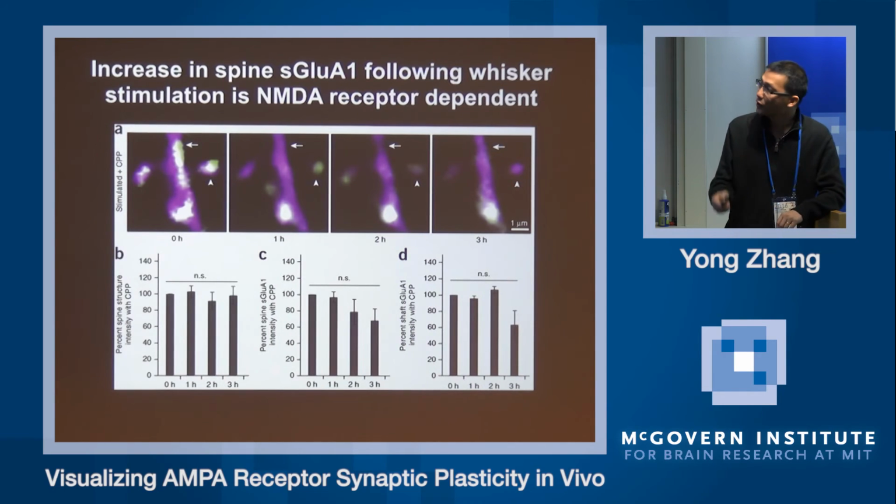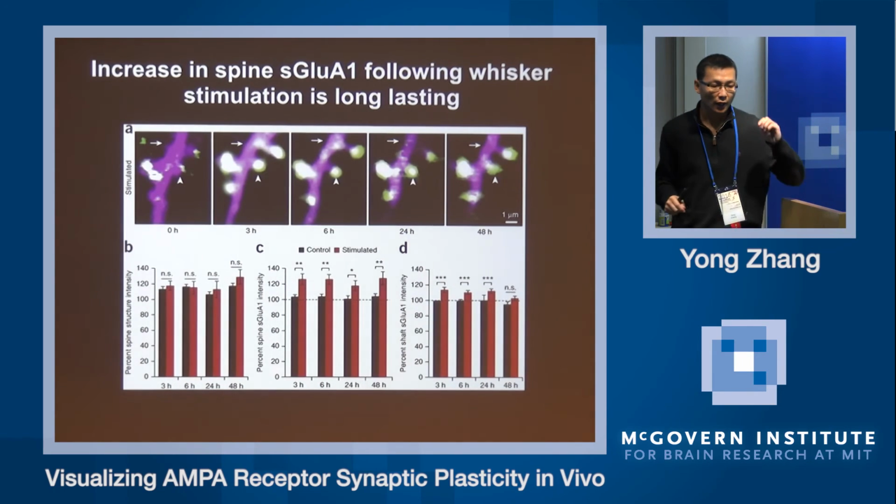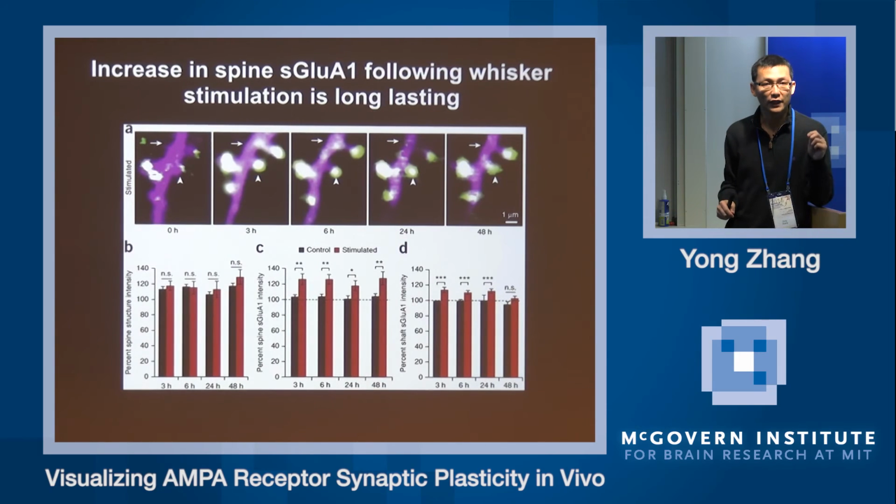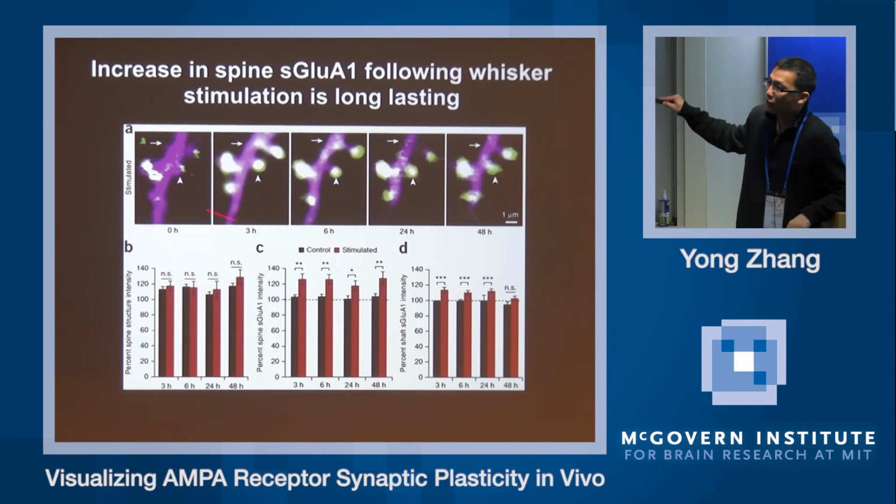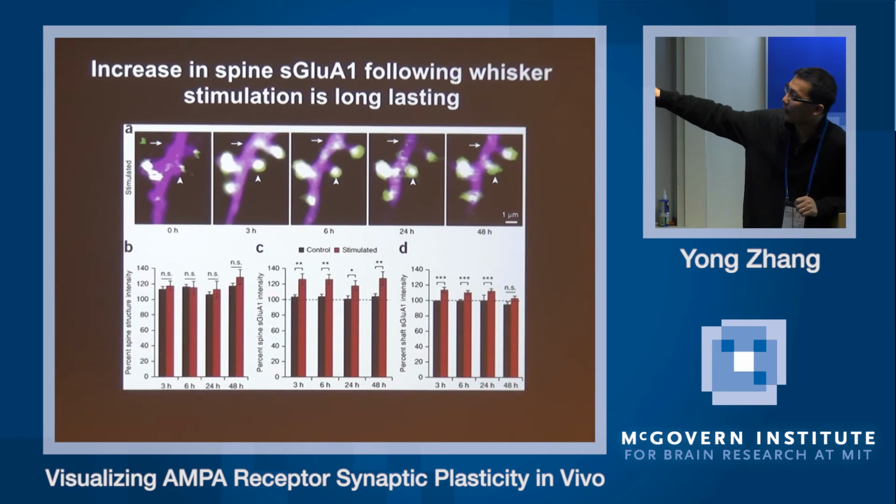As I told you in the introduction, another characteristic of LTP or LTD is that it is long-lasting. In brain slice recording, it can last for about an hour or two, depending on how long you can hold the cell. So we took advantage of the imaging approach and followed the AMPA receptors for even longer. Here I'm showing you 48-hour time points. As shown here, again, there's no difference in the spine size change before and after whisker stimulation, for short-term or long-term.